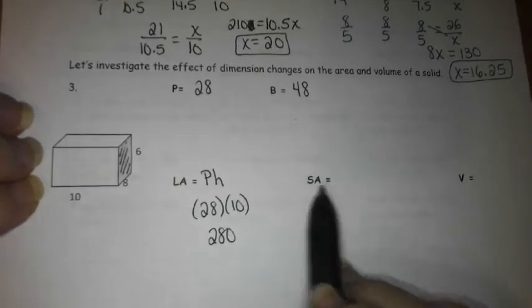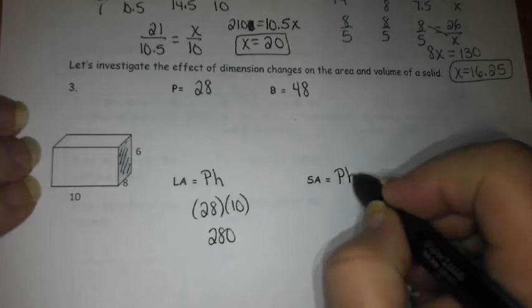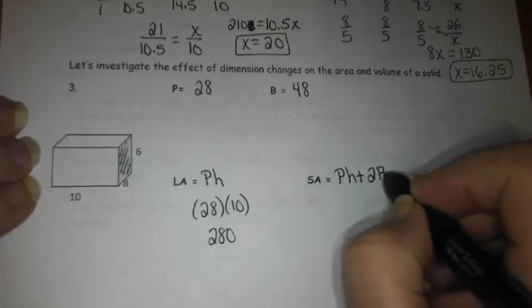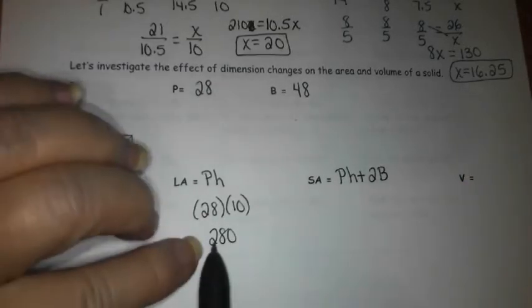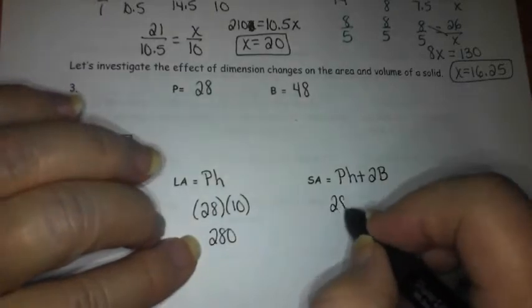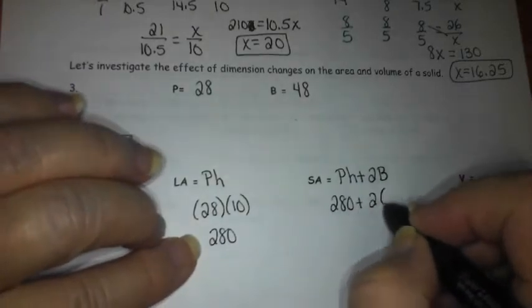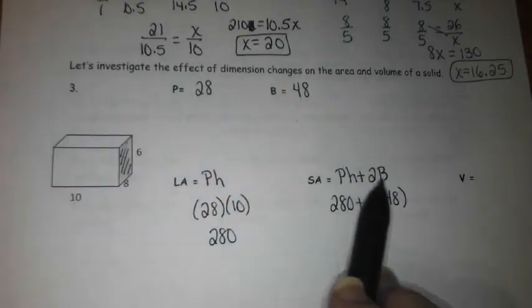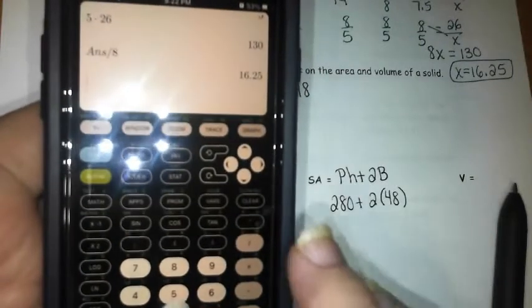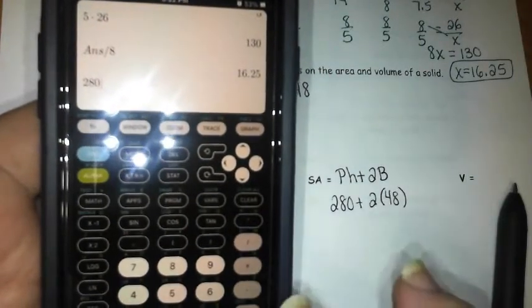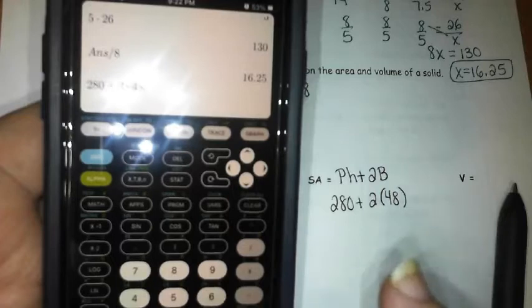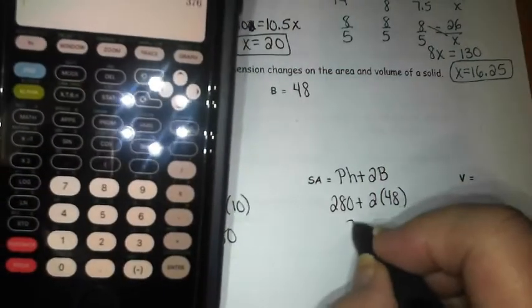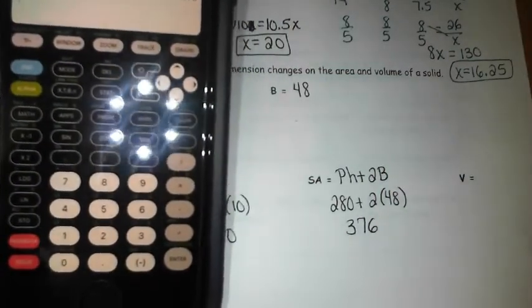My total surface area, the formula for that one was Ph plus 2B. So I already found my Ph, that right here, that's 280, plus 2 of my bases. The area of my base was 48, capital B stands for area of the base. And then I start calculating. 280 plus 2 times 48. That's 376 for my total surface area.